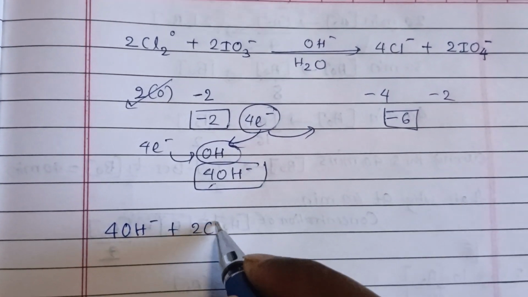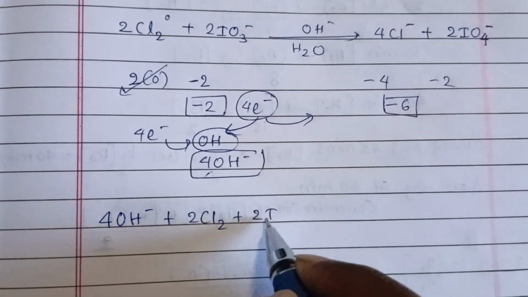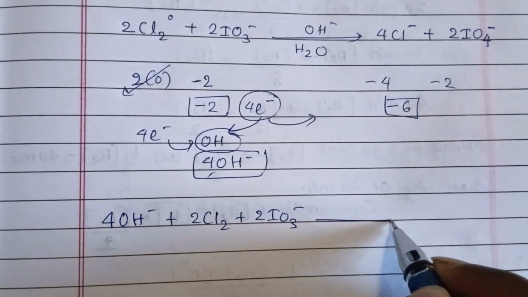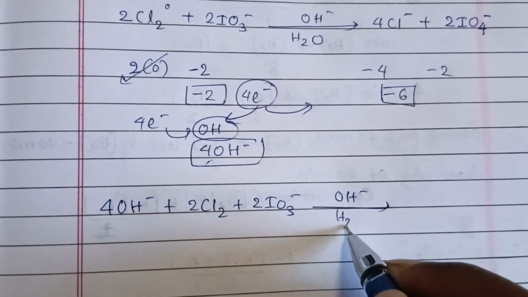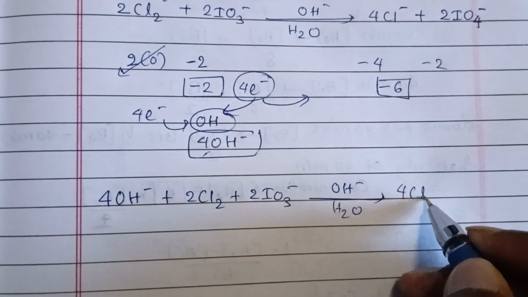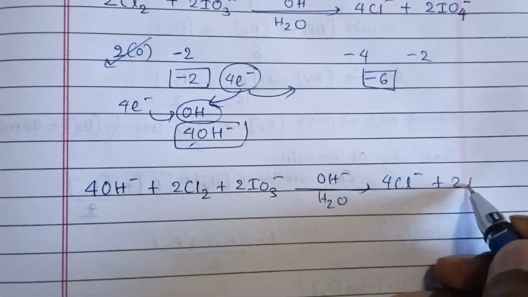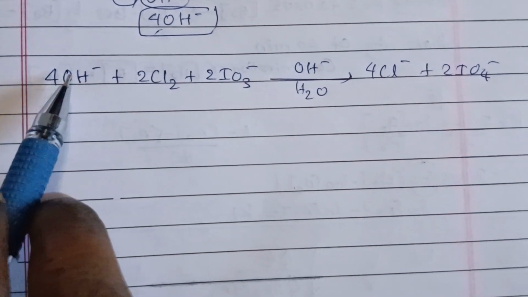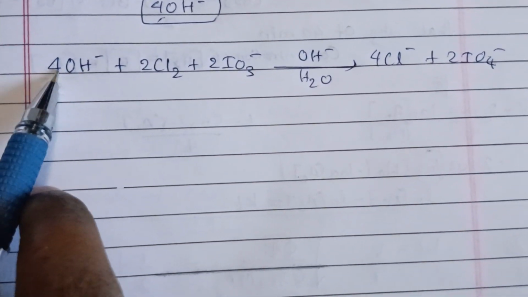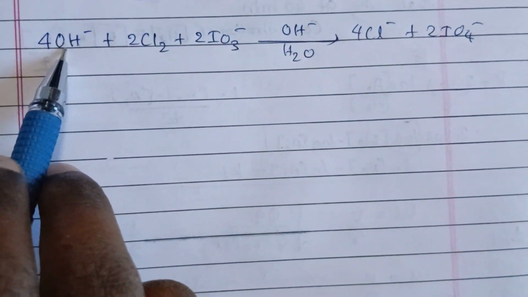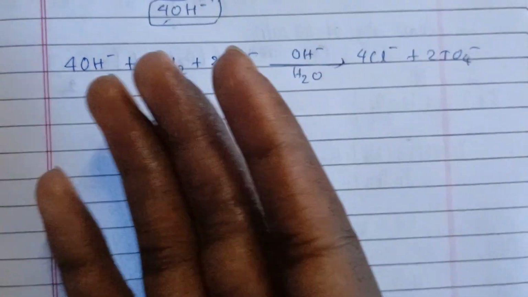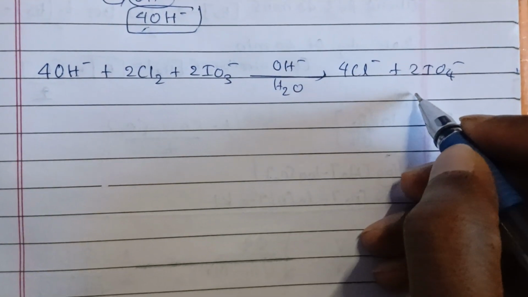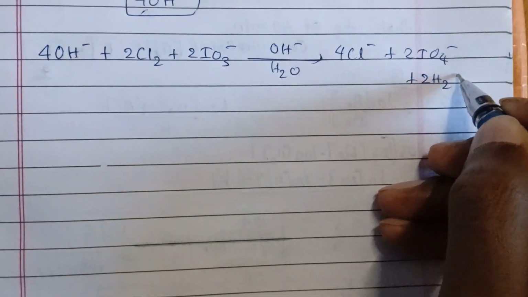So 2Cl2 is there, plus 2 IO3 minus. Since it is a basic medium, I am doing it. Now here it is 4Cl minus and 2 IO4 minus. In this case 4 OH minus is there, so I also added the hydrogen. To balance that hydrogen on the right hand side, I will have to add 2 water molecules. Then 4 hydrogen comes along with 2 water molecules. That's why I will add 2 water molecules here.